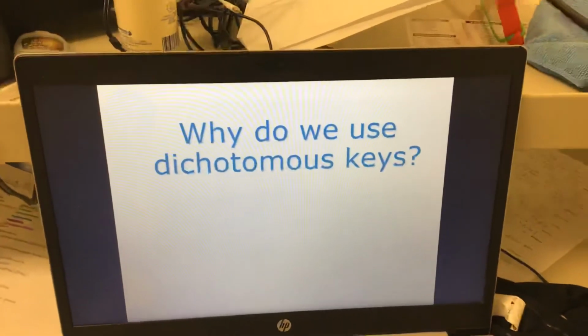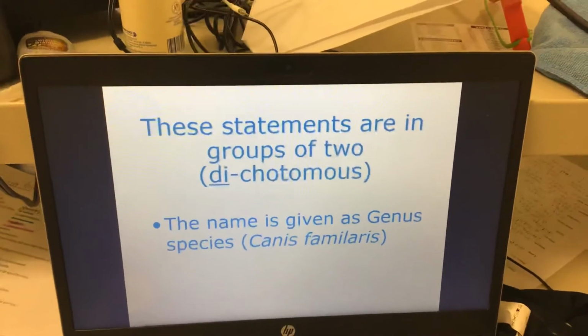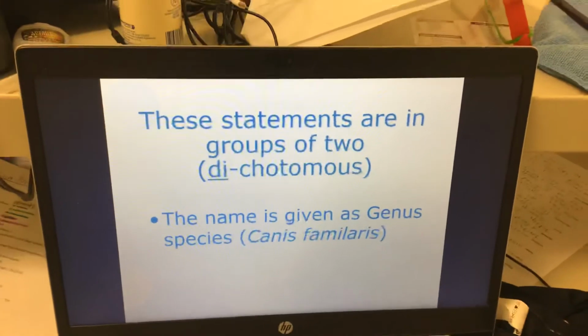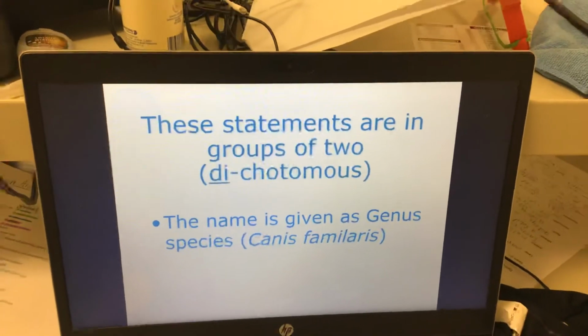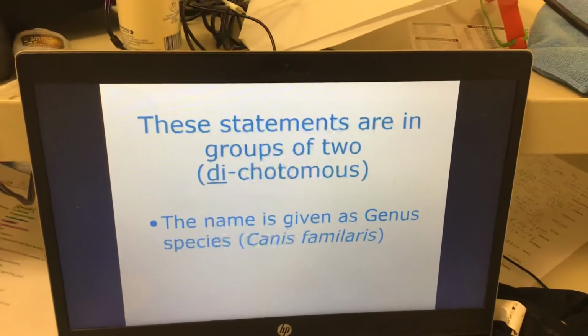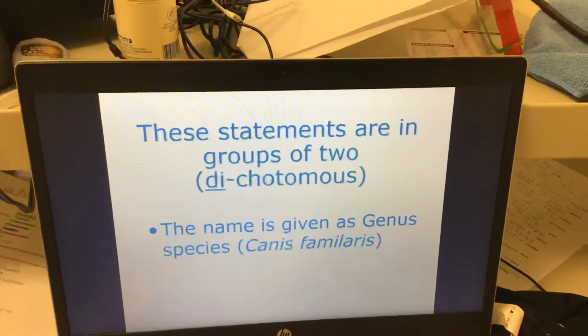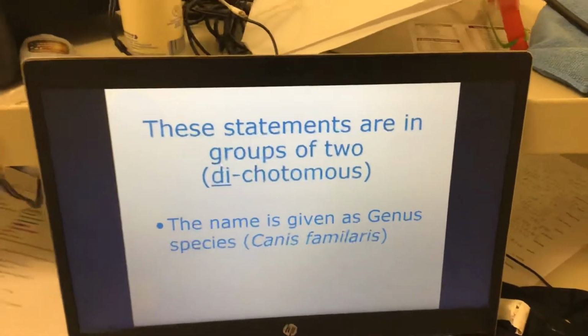All right, you don't need to write this. Why do we use dichotomous keys? These statements are groups of two. Dichotomous: di means two, cotomous means name. I'd like you to write this bullet here.